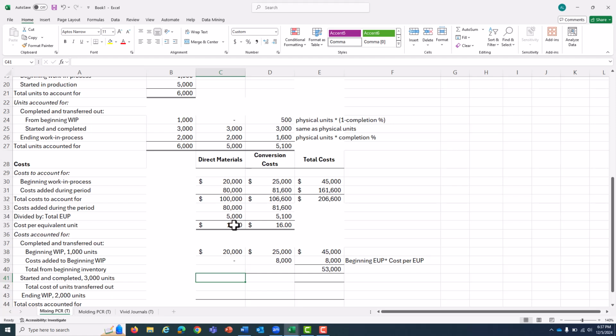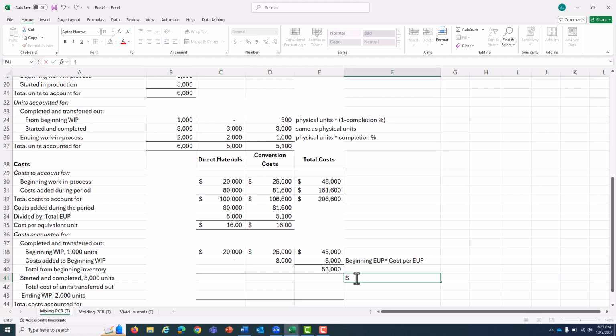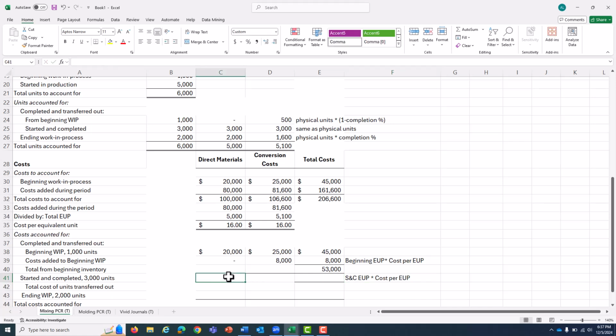And to make a batch, it costs you $16 in materials if you make them from start to finish, which we did here. And it costs you $16 conversion costs if you make them from start to finish, which we did here. So all I got to do here for this is take, I'm going to call it my S&C for started and completed, equivalent units of production, and multiply that by my cost per equivalent unit of production. And if I go through, that is going to be equal to, in this case, the 3,000 units that we have right there times 16 bucks.